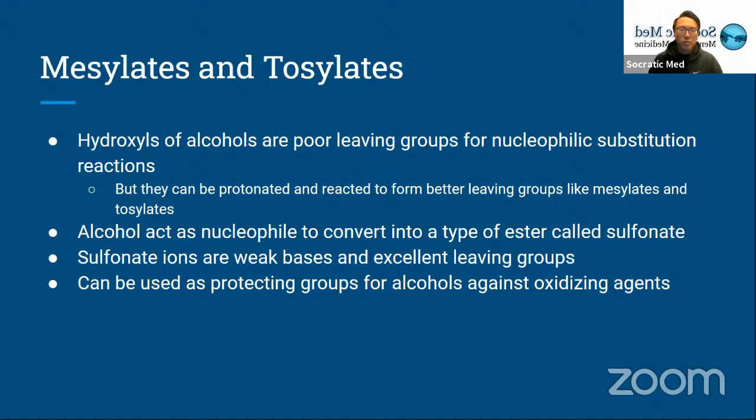So in this reaction, the alcohol acts as a nucleophile and it's converted into an ester called a sulfonate. Sulfonate ions are weak bases, so they make excellent leaving groups, and that helps when you're doing a nucleophilic substitution reaction. But they can also be used as protecting groups for alcohols against oxidizing agents. So if you convert an alcohol into a mesylate or a tosylate and you use an oxidizing agent like PCC against it, it won't be able to oxidize it.